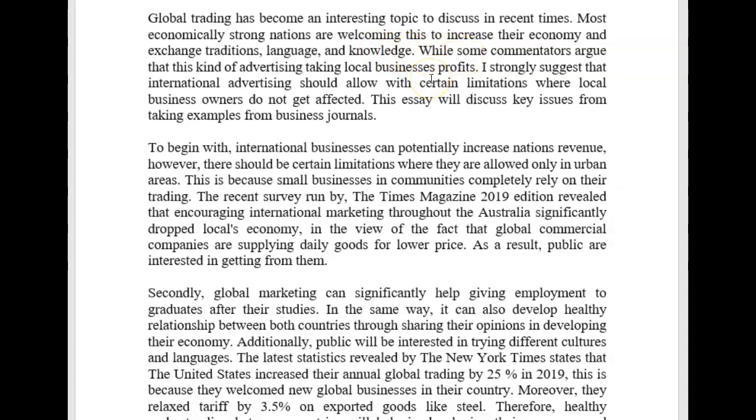I strongly suggest that international advertising should allow, with certain limitations, where local business owners do not get affected. Okay, here you need passive voice. Should be allowed with certain limitations where local business owners do not get affected. This essay will discuss key issues from taking examples from business journals. Okay, fine.